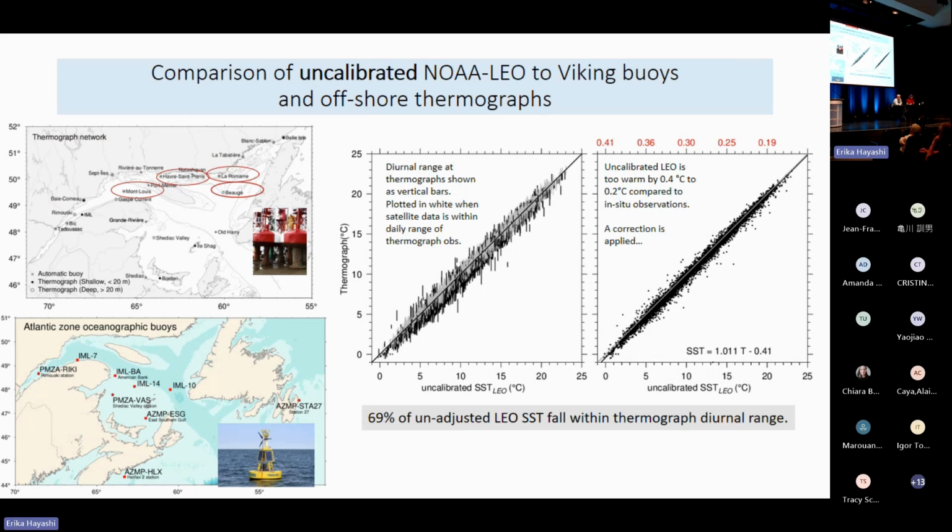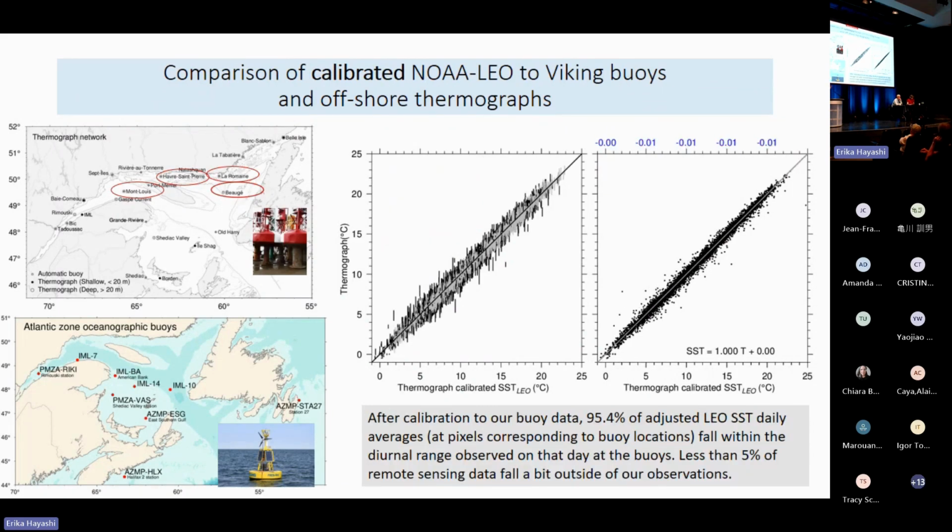So if we just did a linear regression, we found that it is from 0.2 degrees at 0 to 0.4 degrees at 20, a little bit too warm. So we just corrected that, actually the reverse, 0.4 at 0 and 0.2. So we just corrected for that. And once corrected, 95% of the satellite data fell within the diurnal range of our observations. So we're quite happy to be using that and insert that with our old data, which was compared in a similar way, and know that they will fit.